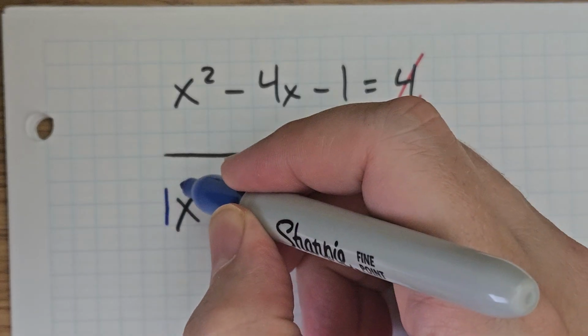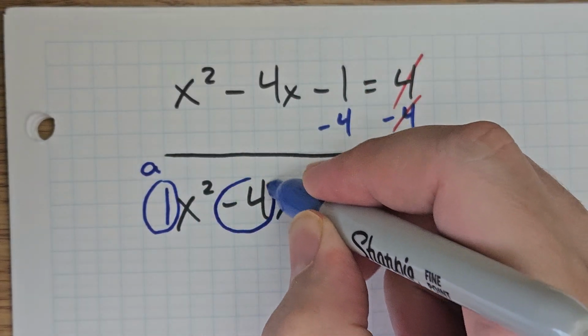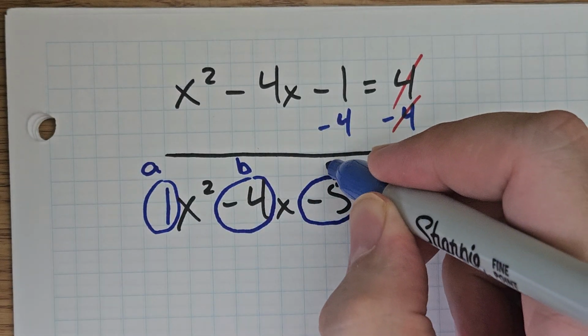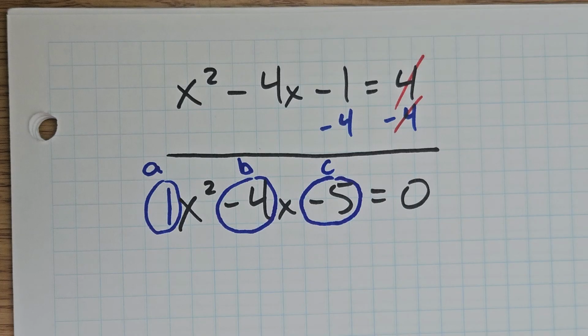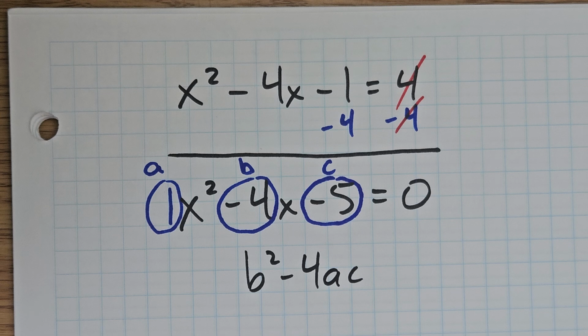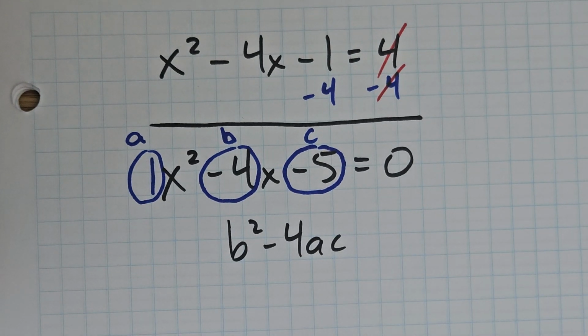The quadratic coefficient here is 1. We call that a. Our linear coefficient is -4. We call that b. And our constant term is -5. We call that c. And if we use a part of the quadratic formula called the discriminant, which is b squared minus 4ac. And again, some of you can just look at this quadratic and know that it's factorable, but what if you can't, right? What if you don't just look at it and know that it's factorable? This is how you can tell.